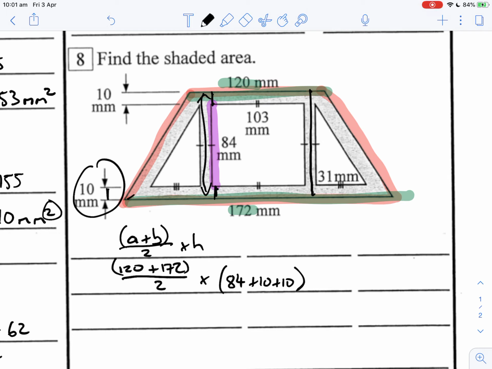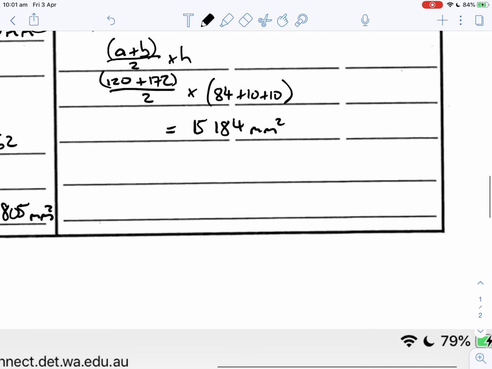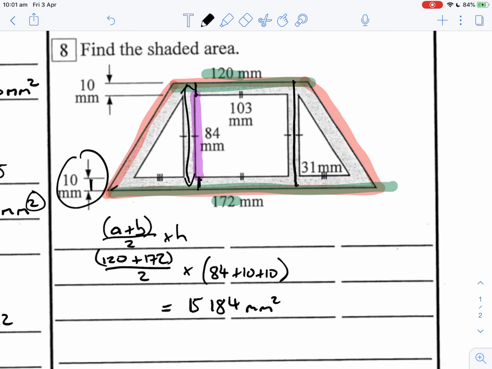So over my 2 times, and I'm just going to type mine into the calculator exactly as I see it. And so what we've got there, we will wind up with an answer of 15,184 millimetres squared. Now that's that great big trapezium only. I've probably used up a fair bit of my working space. And from that I have to take away the triangle, and I might leave you to do that because that's relatively easy.